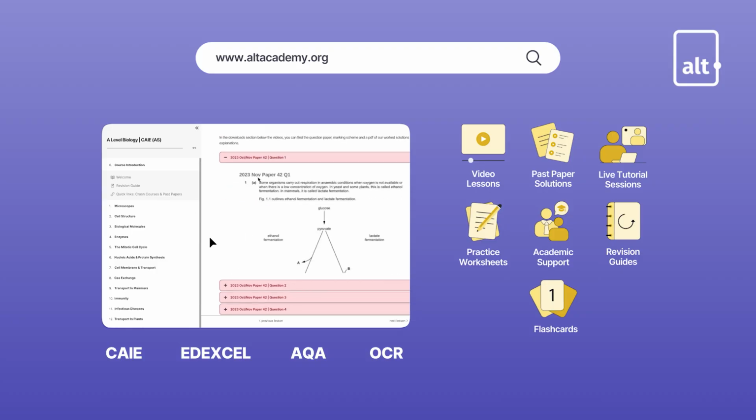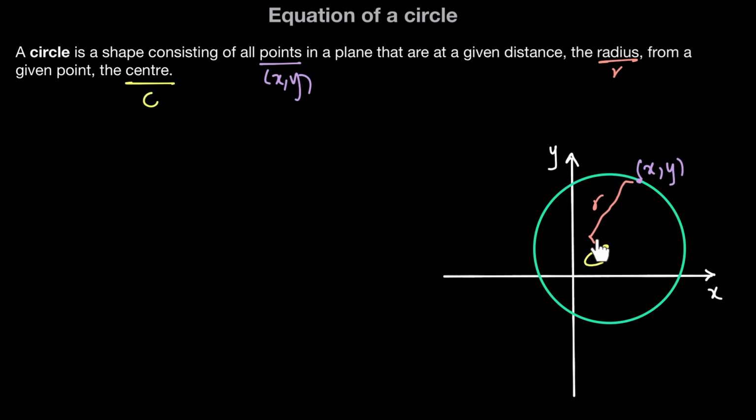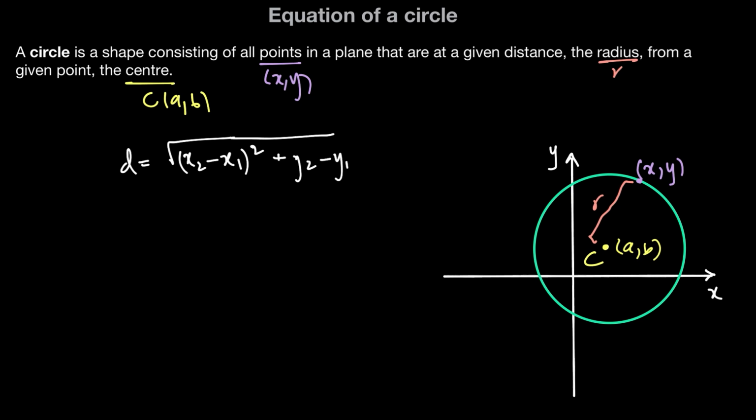Now, let's continue. So how exactly would we write the equation for a circle? Well, from the definition, let's say that the center point C has coordinates a comma b, and that any point on the circle can be represented by x comma y. Now we know the distance formula: the distance between any 2 points is the square root of x2 minus x1, the whole thing squared, plus y2 minus y1, the whole thing squared.